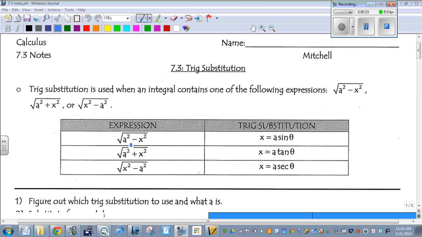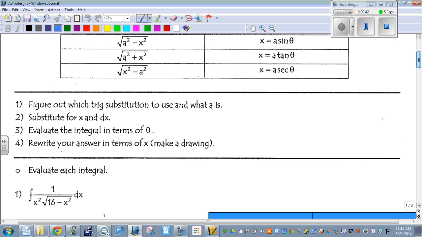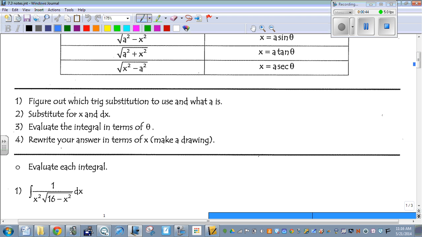If you have square root of a squared minus x squared, we're going to use the substitution x equals a times sine of theta. For square root of a squared plus x squared, x equals a times tangent of theta, and square root of x squared minus a squared, then x equals a times secant of theta. So we have some steps here to follow to do these problems. First is to figure out which one of these three we're dealing with, and to figure out what a is.